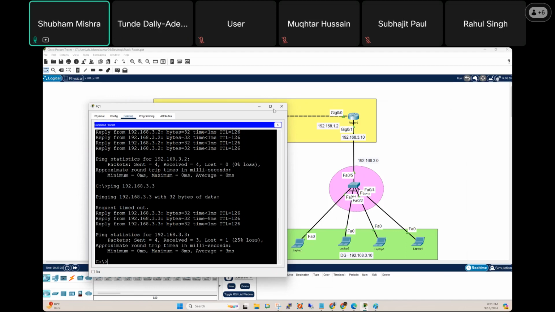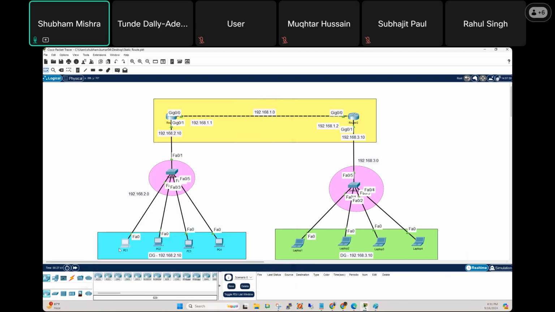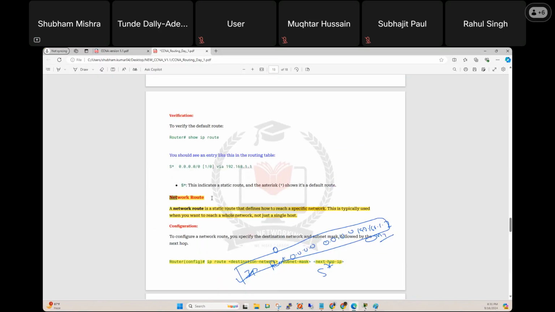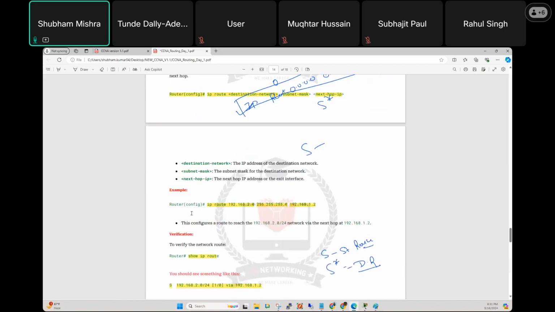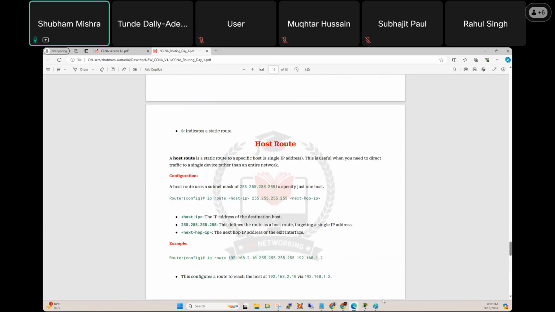So it means if you ping from PC1 to laptop 1, you can ping from PC1 to laptop 2, you can ping PC1 to laptop 3, you can ping PC2 to laptop 4. It means from any PC to any laptop, you can ping, there is no problem. And that is called static route with network route. Network route is also a type of static route. Done, everyone? Understand? Now, next one is, guys, host route.